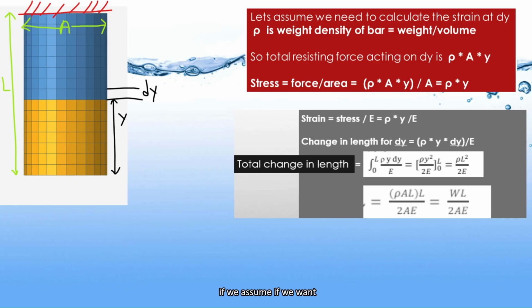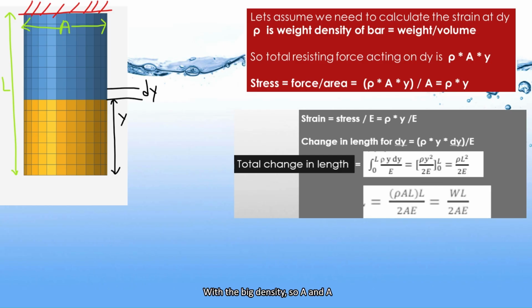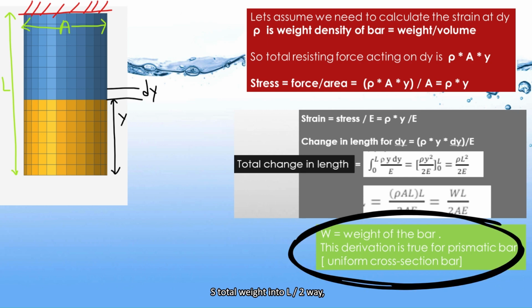And to calculate the total change in length, we just need to integrate it with the limits of 0 to L. So it comes out to be rho A L times L divided by 2AE, and rho is the weight density, so A times L is the volume. So rho A L comes out to be the total weight. W is the total weight of this bar. So total weight times L divided by 2AE.